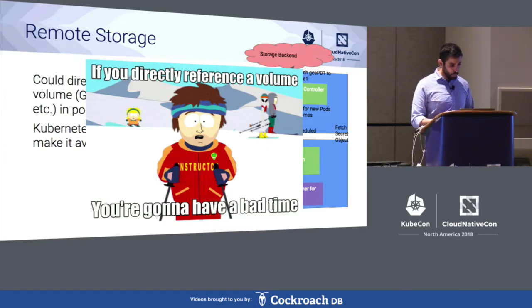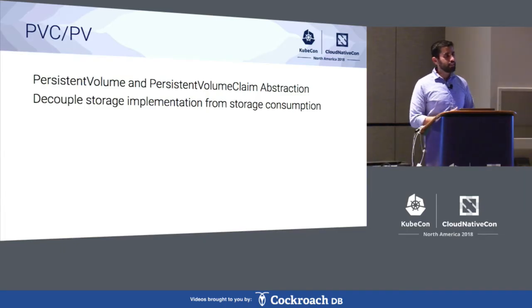And let me talk about why that is the case. The problem is that when you reference a particular type of storage inside your pod definition, it is no longer portable. So if I reference a GCE persistent disk directly inline in my pod definition, and I were to take that pod definition and move it to AWS or on-prem, where that GCE persistent disk storage just doesn't exist, my pod is not going to be able to start running.